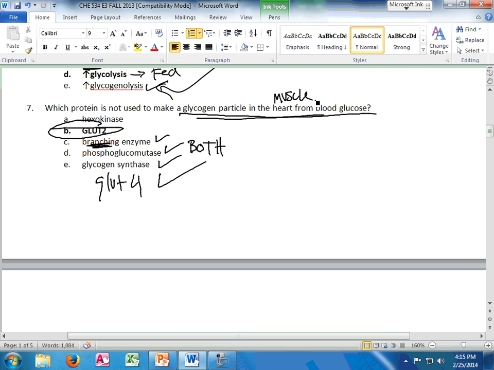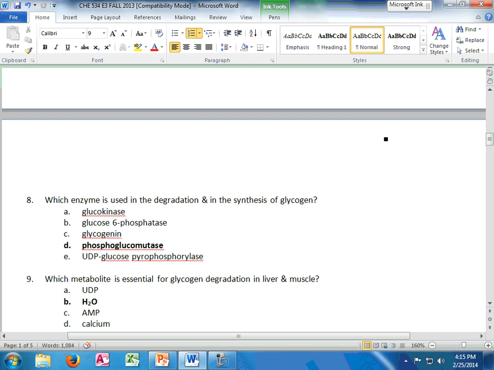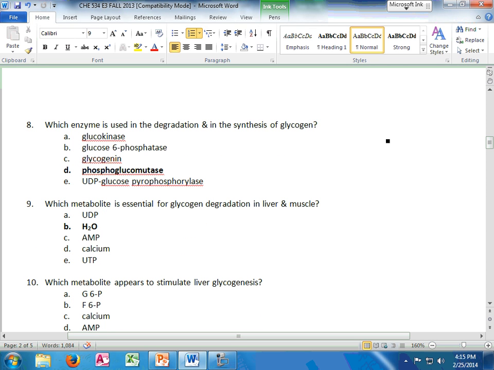And hexokinase, because when you're doing glycogen synthesis, you have to go through that first step of glycolysis, which is done by hexokinase. So remember, glucokinase is liver only, if he tries to throw that one at you from Unit 3. Alright, it asks it here. We've talked about this 10 times already. The enzyme used in both. Make sure you know where all these other enzymes are. Remember, glycogen synthase would be synthesis only.